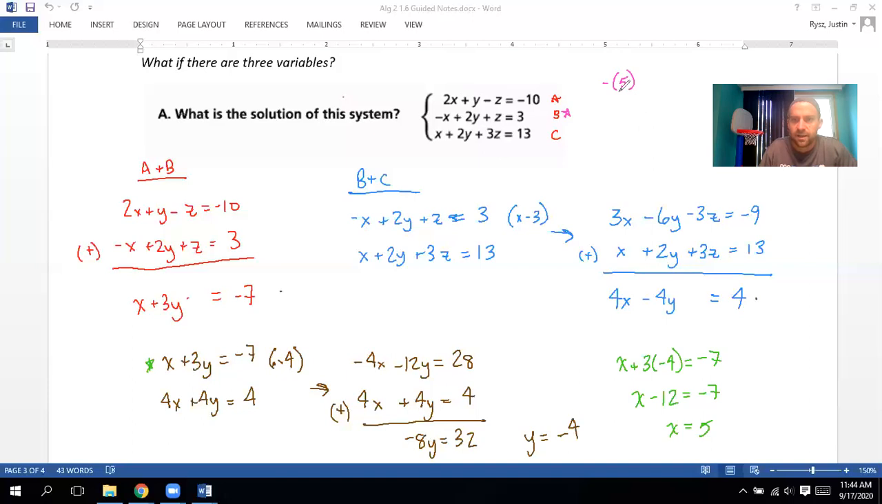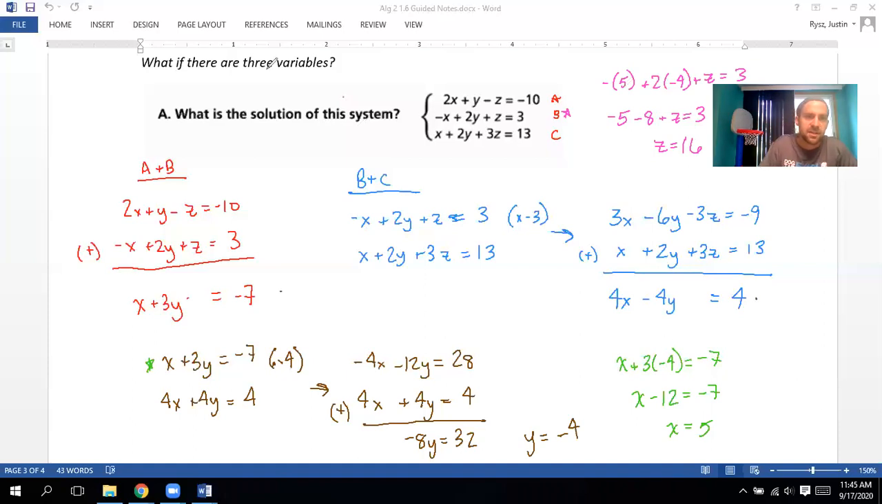All right, x is negative 5, y is negative 4, so 2 times negative 4 plus z equals 3. We get negative 5 minus 8 plus z equals 3. Let's see, if I add the 5 over and add the 8 over, or in other words, add 13 over, z would be 16.